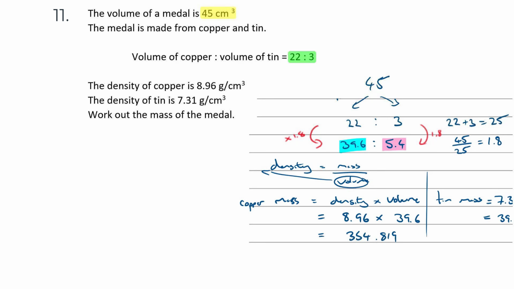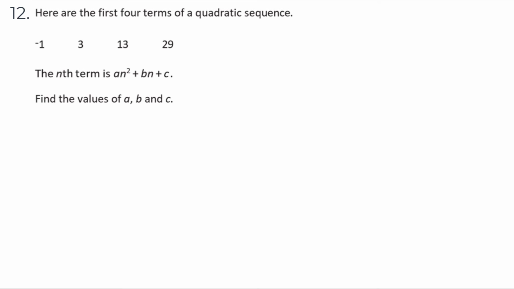Okay, so then the total mass is going to be those two added together. Total mass is 354.816 plus 39.474. Adding those together, that comes out to be 394.293. Just going to round that off to three significant figures now, using the first three digits, 394 grams.